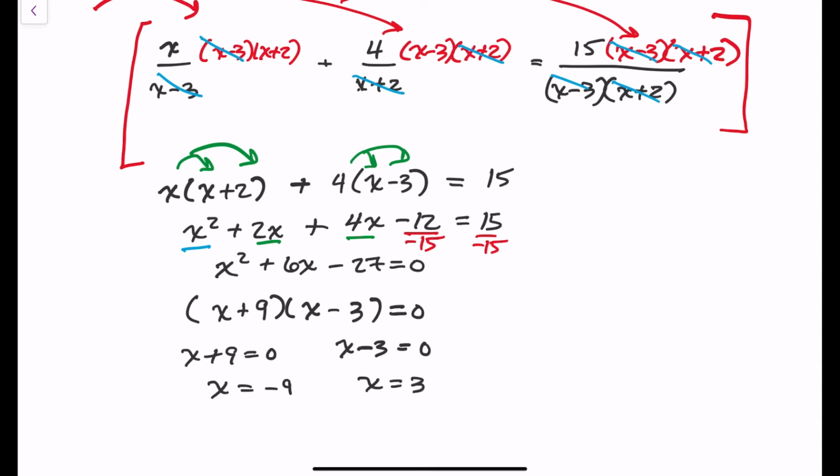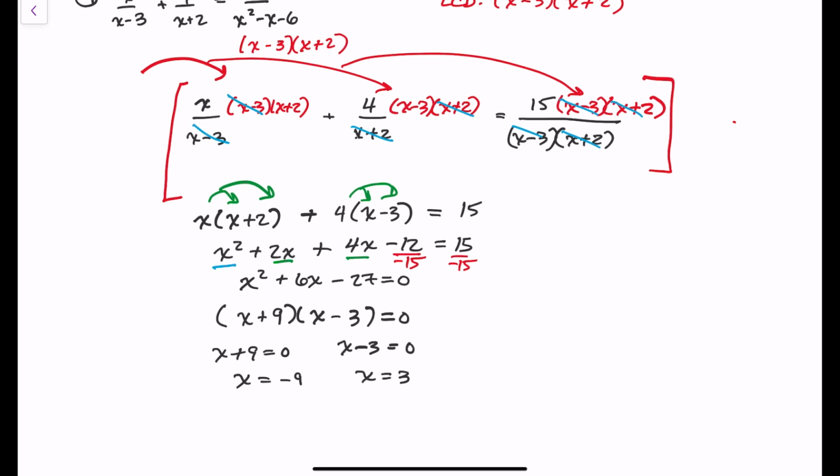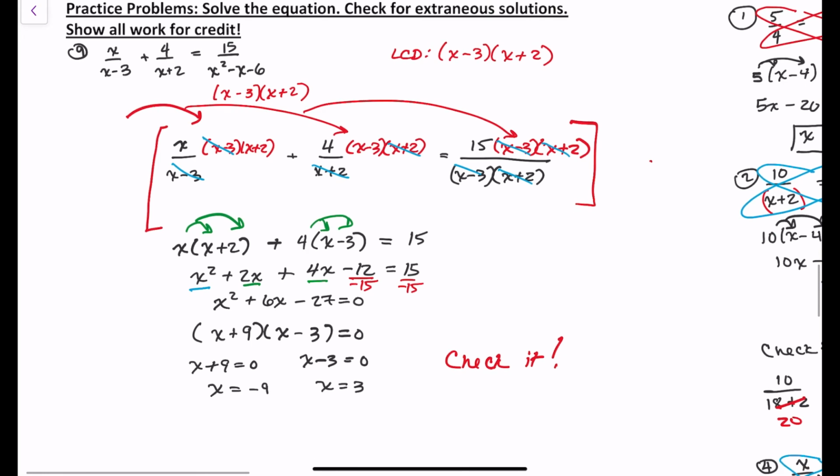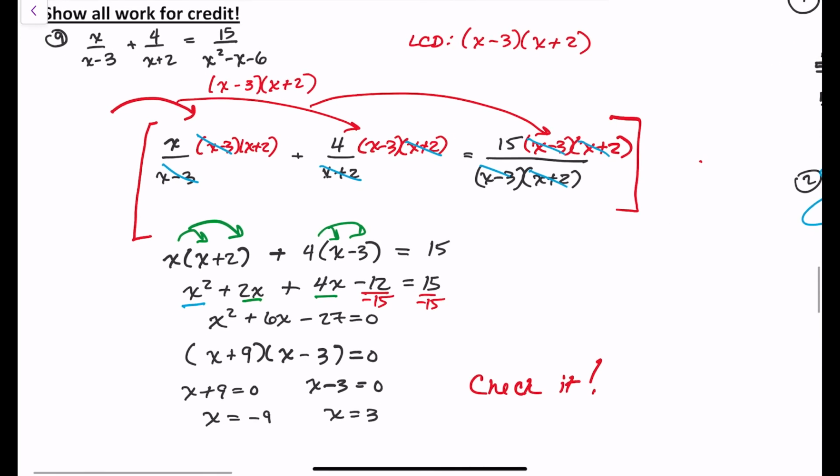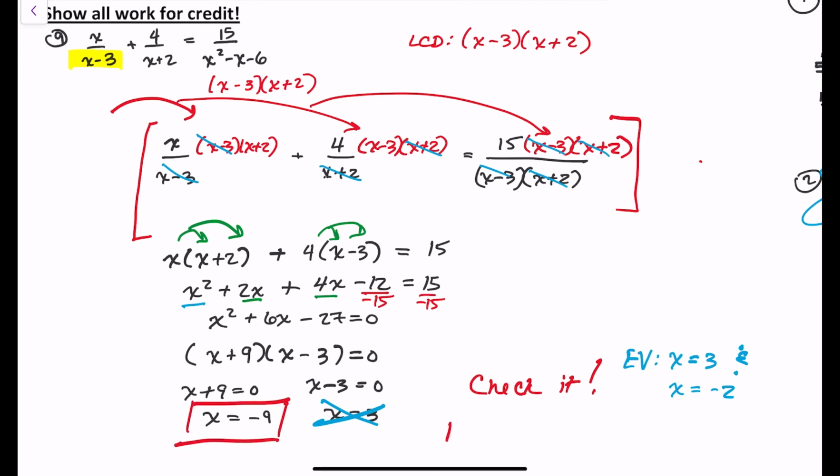So let's go check those excluded values. Negative 9 and x equals 3. Let's look at those excluded values from the beginning. What do you see as an excluded value? x equals 3 is one of my excluded values, because that would make the denominator equal to 0. So since 3 is an excluded value, I end up with one solution, just x equals negative 9.